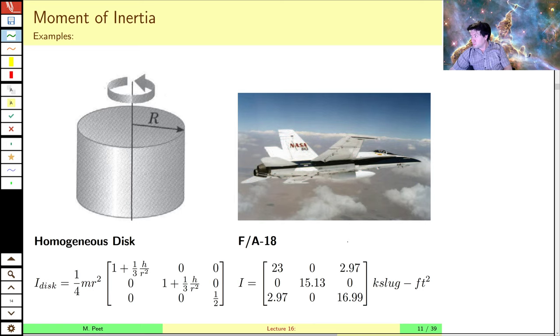Some other examples. Here's a more spacecraft-looking thing, this homogeneous disk. Here we're defining that as z, there's x, there's y. So the major moment of inertia, it's hard to tell, but it depends on how high it is. So let's assume it's not very high, so it's relatively thin. That is h, height.